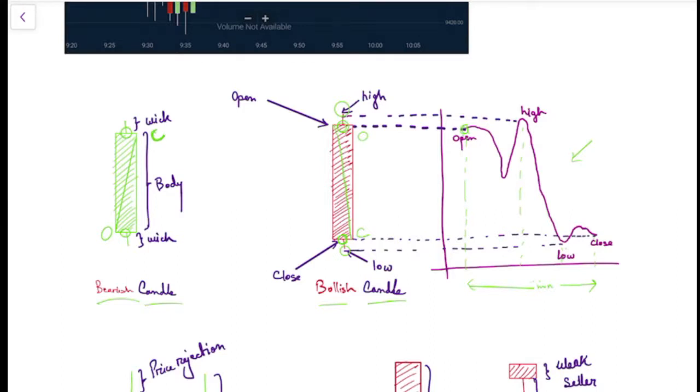All right, so yeah, these are the two candles. Now we'll understand what the different parts of this candle are. As you can see, it has two major parts. One is the wick. The small thin part is known as a wick.